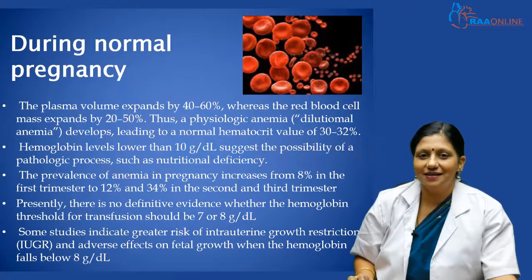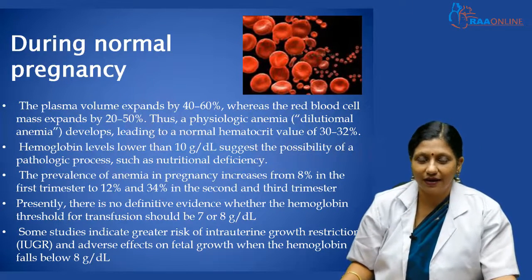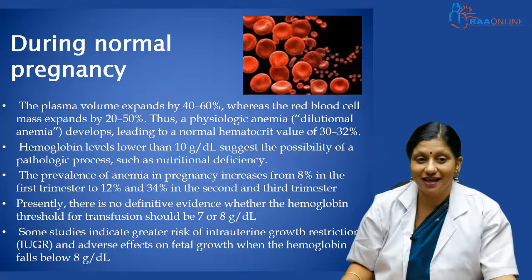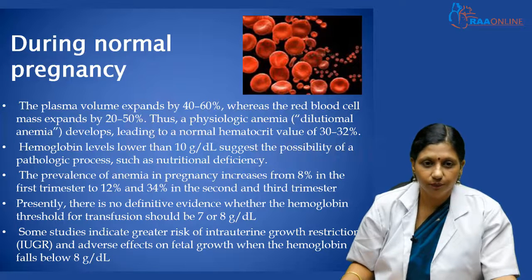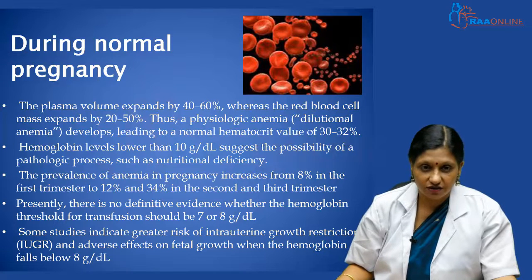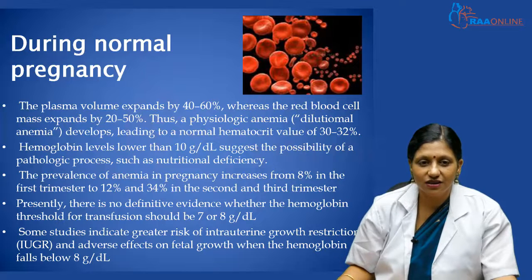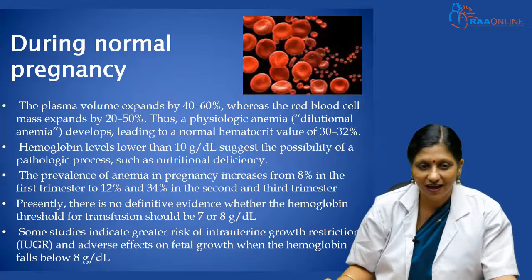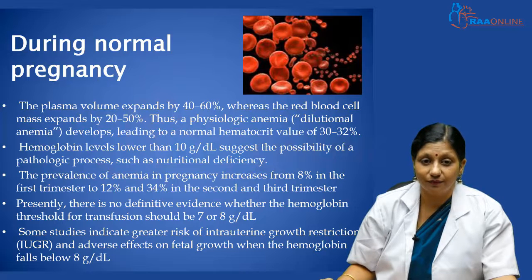So during normal pregnancy, there are various changes. The plasma volume expands by 40 to 60% and the red cell volume expands 20 to 50%. So there is a physiological anemia. It's called dilutional anemia, which develops, and there is a fall in the normal hematocrit value. Hemoglobin levels lower than 10 grams per dl suggest the possibility of a pathological process such as a nutritional deficiency, and the prevalence of anemia in pregnancy increases from 8% in the first trimester to 12% in the second trimester and 34% in the third trimester. So as the gestational age is advancing, there is an increase in the prevalence of anemia.